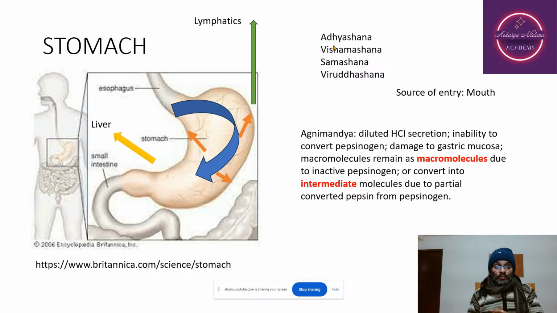Vishamashana refers to where the person has an abnormal diet pattern in terms of quantity and in terms of timing. What do we mean by in terms of quantity? Sometimes the person consumes food in large quantity, and sometimes takes a very little amount.